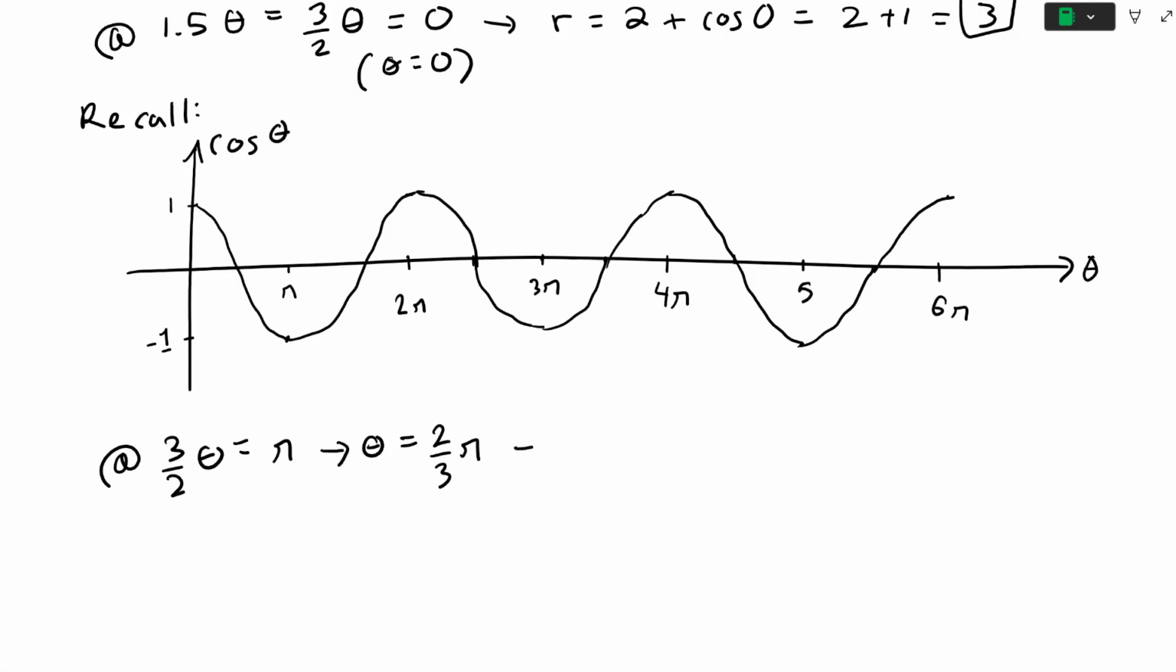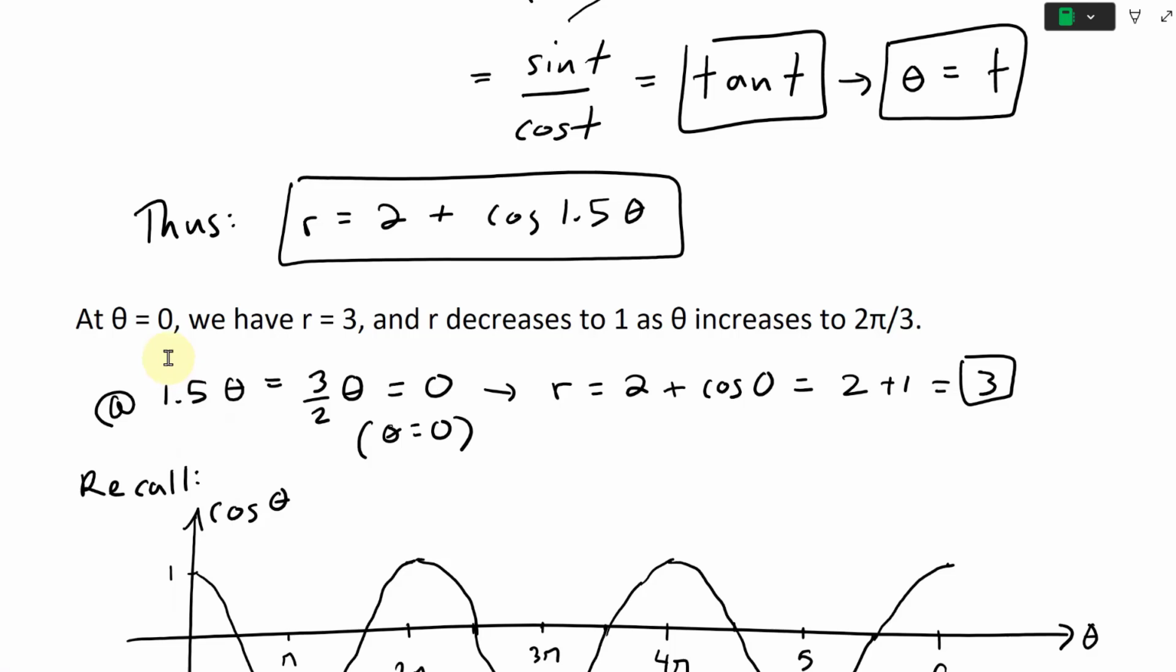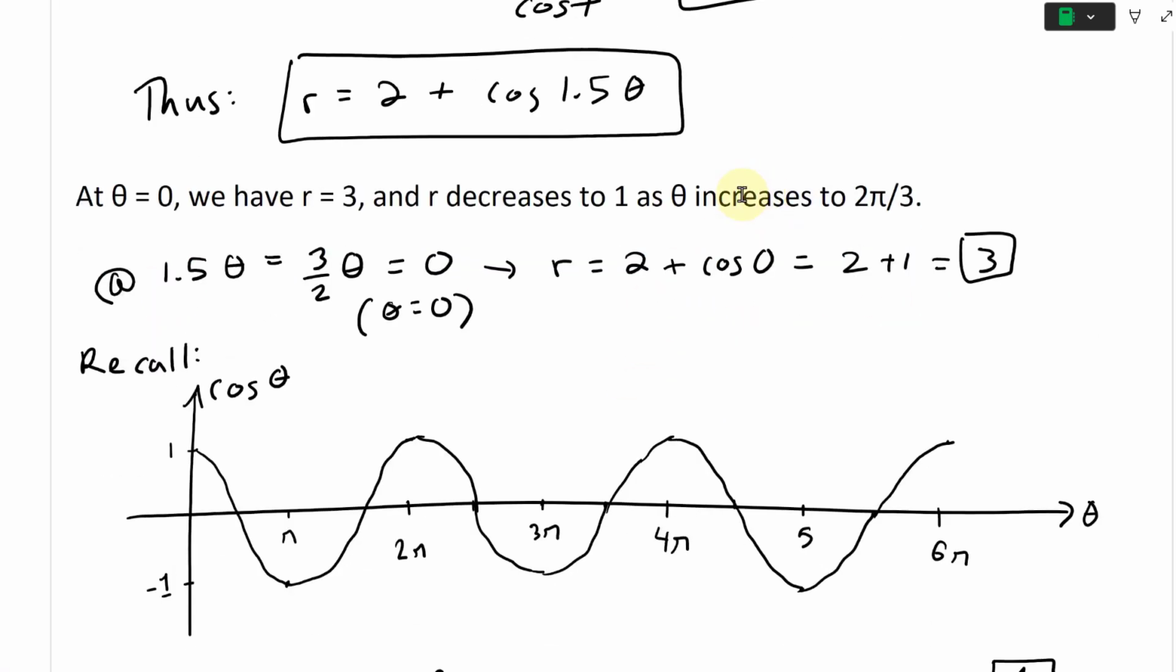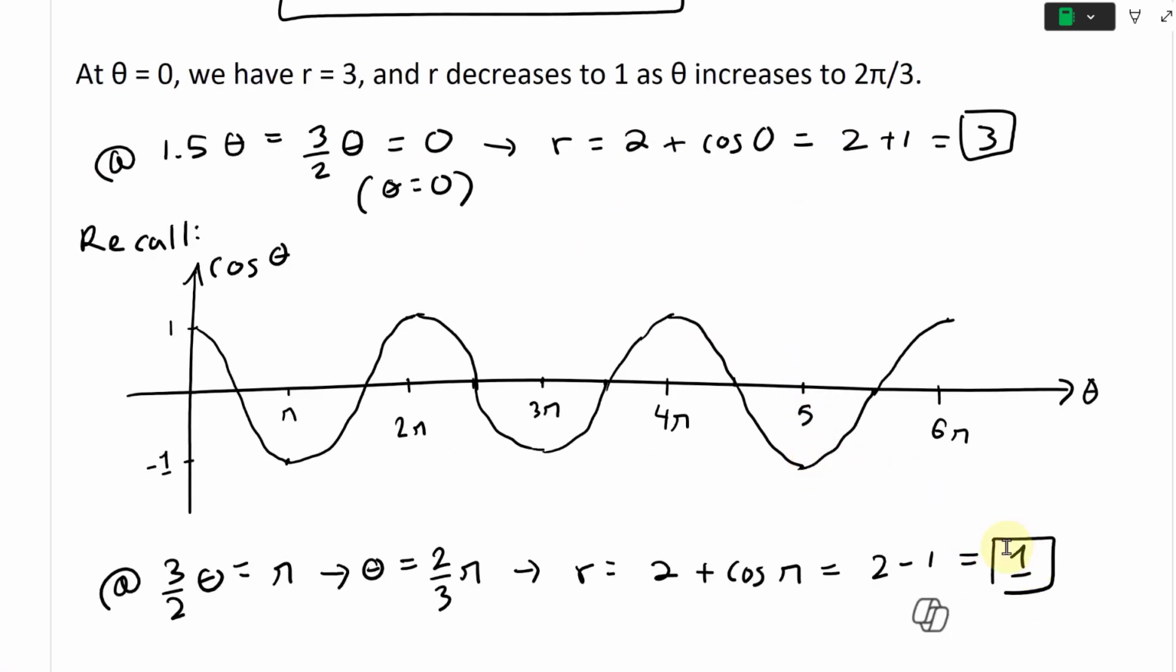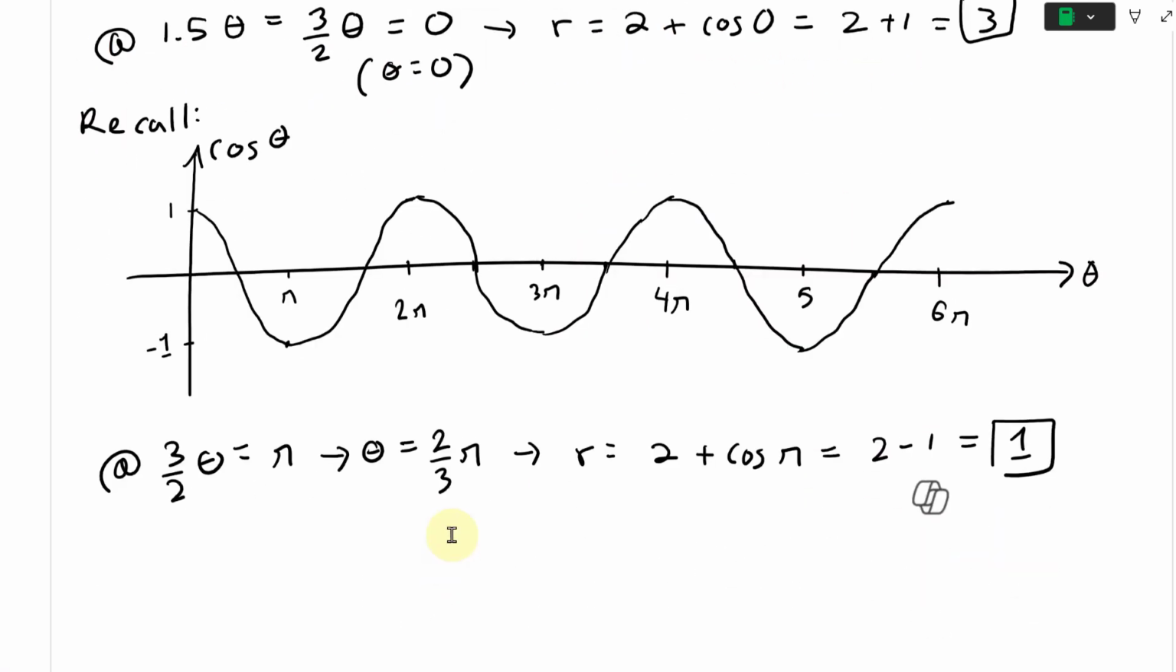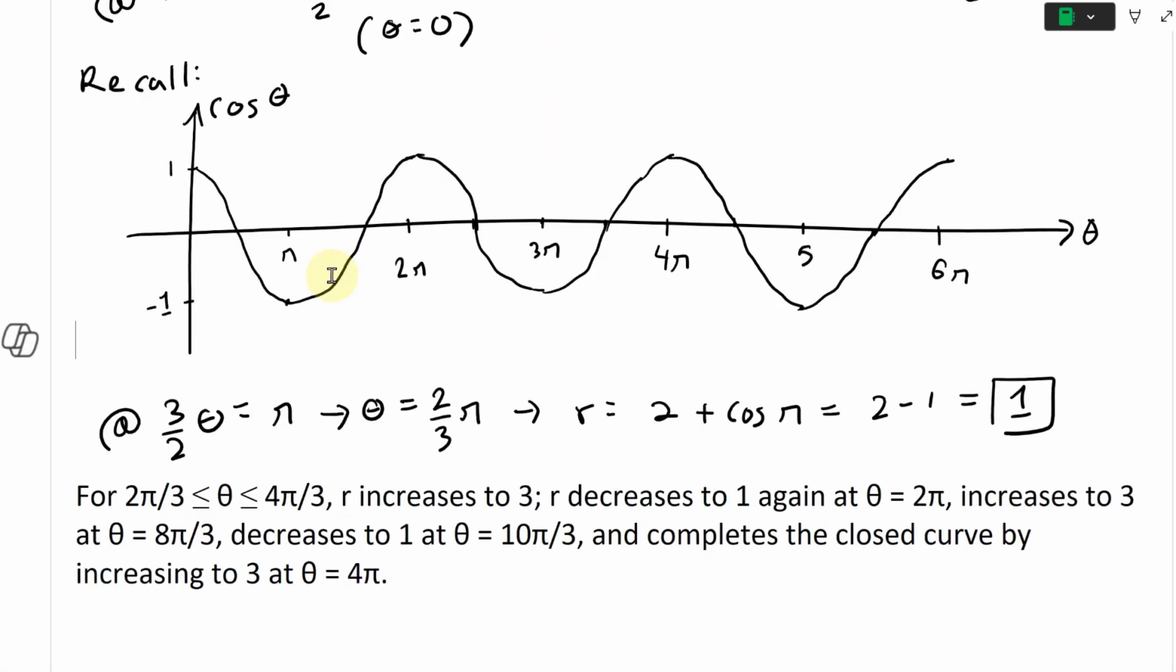So then r is now equal to 2 plus cosine of pi, because we set the whole thing to pi. And now this equals, well, cosine pi is negative 1, so 2 minus 1 equals 1. So it basically goes from theta equal to 0, where it's at the maximum 3, and it goes down until r is equal to 1 at theta equal to 2 pi over 3. So there it is.